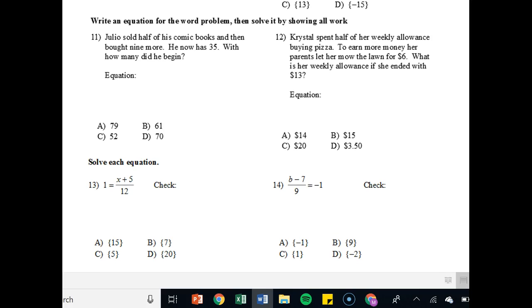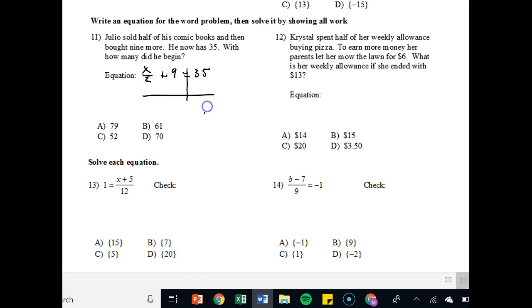Number 11, it says Julio sold half of his comic books and then bought 9 more. He now has 35. How many did he begin with? So Julio's got x comic books, but he sold half of them, so x divided by 2, and he buys 9 more, so plus 9. He has 35, equal to 35. So there's his equation, right?